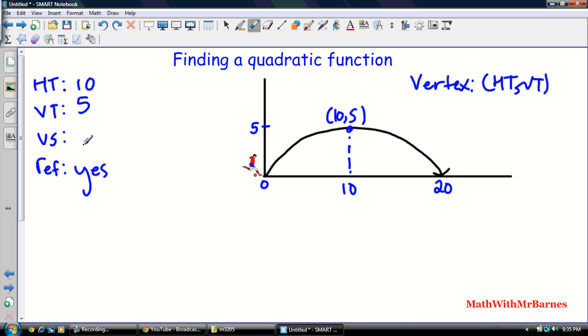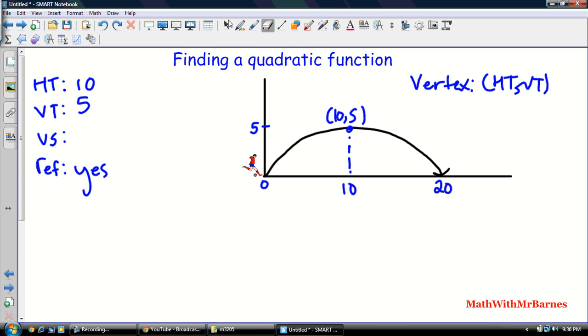Now my VS, I could fill everything in and solve for VS. So you could have done this: your VS, whatever your number here is in front, times y minus 5 is equal to x minus 10 squared. And if we happen to have another point that's on here, say 0, 0, we could simply plug in and solve for VS. That's not what we want to do. That's more complicated than it needs to be.